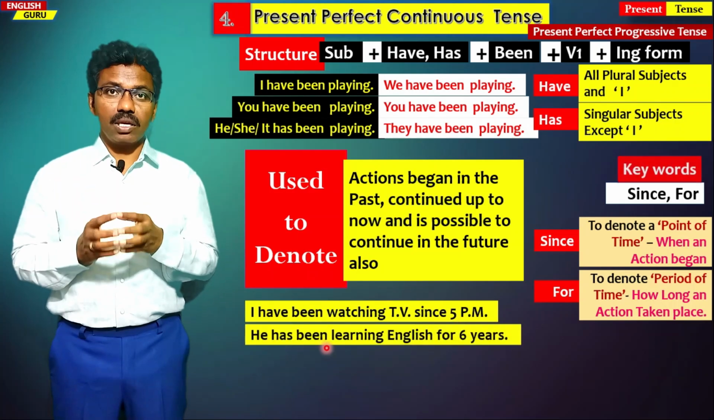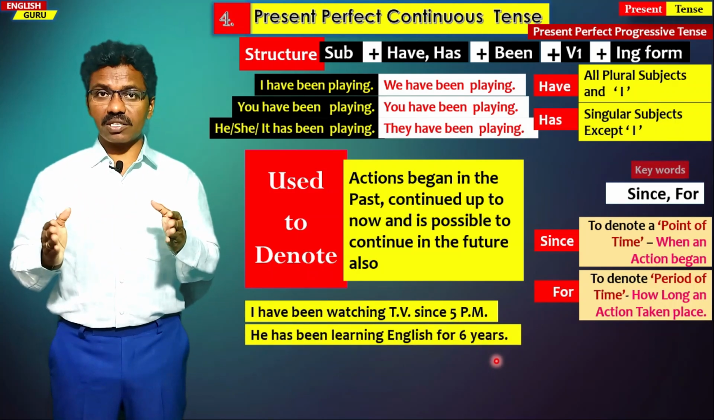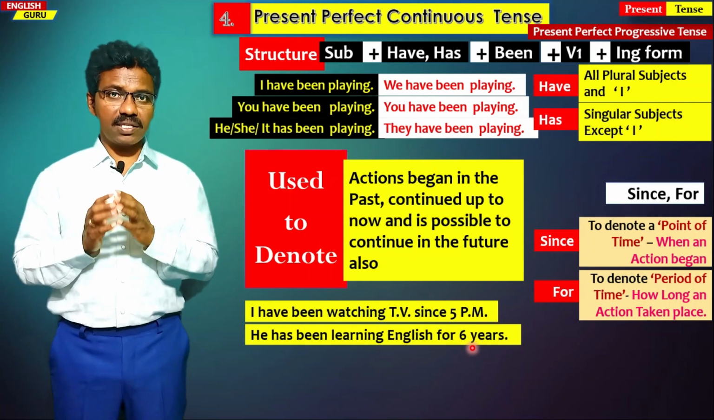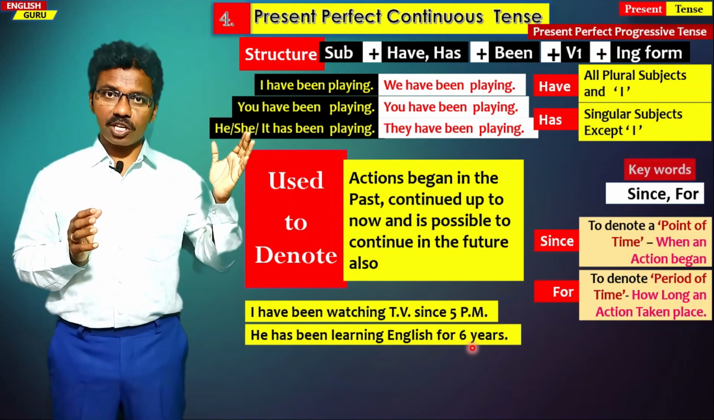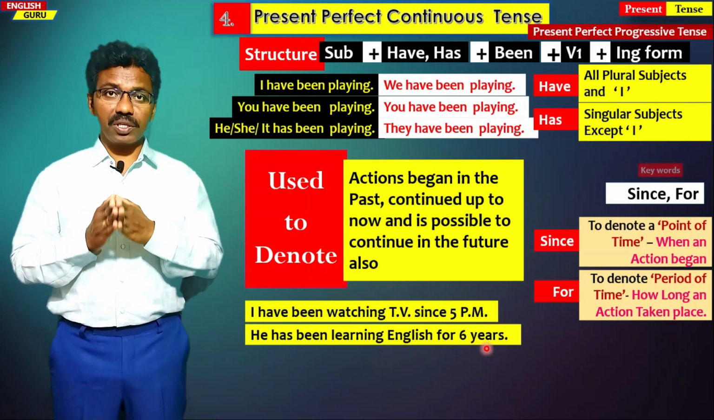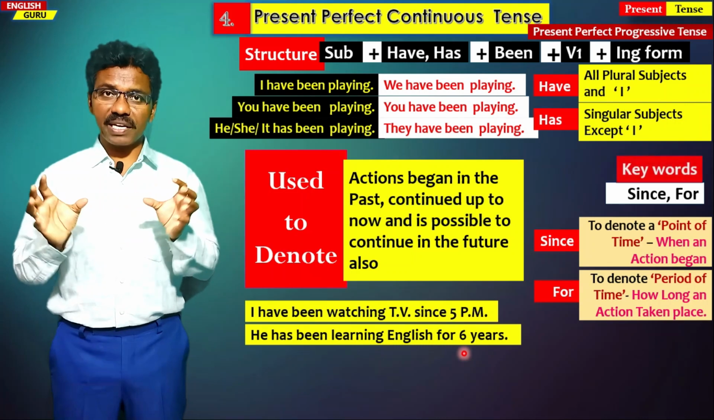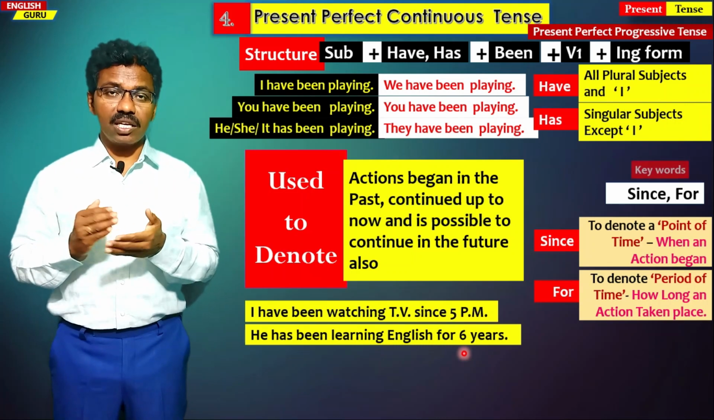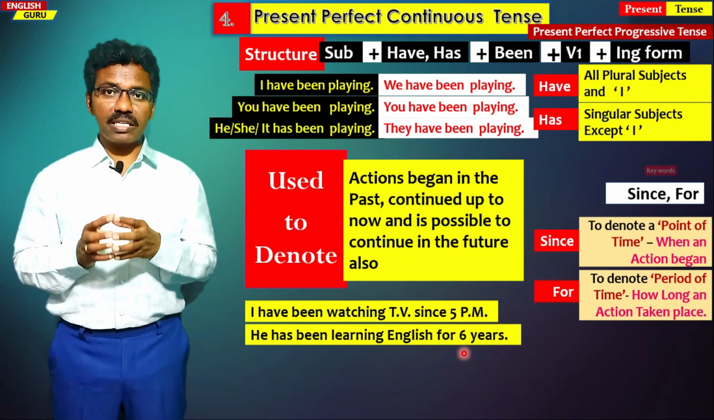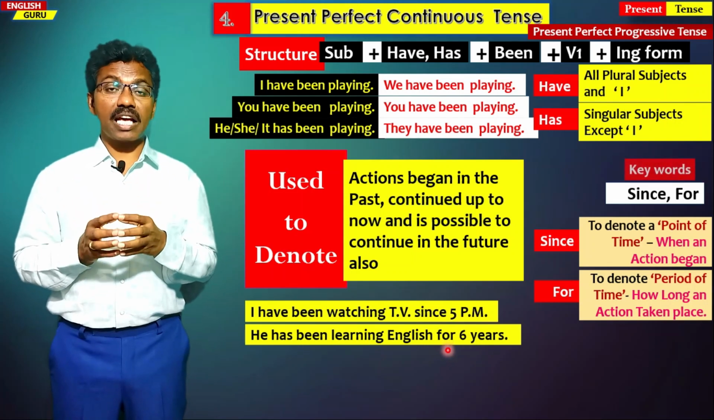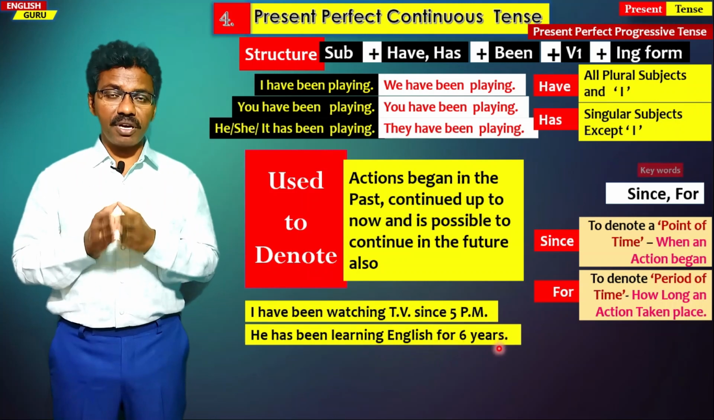In the next sentence, he has been learning English for 6 years. For 6 years. 6 years is a total period of time. He started learning English 6 years ago and it is continuing even now also. So it's the entire time, the total period of time, 6 years. He may continue further also. That's the reason it's a period of time. So for is used here. He has been learning English for 6 years.